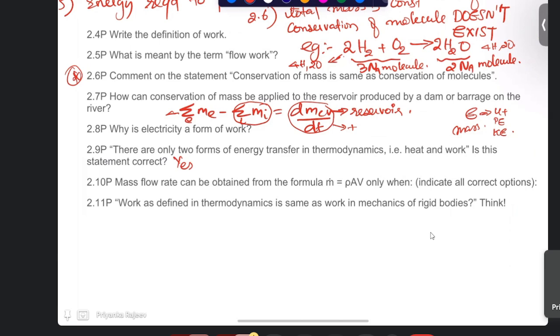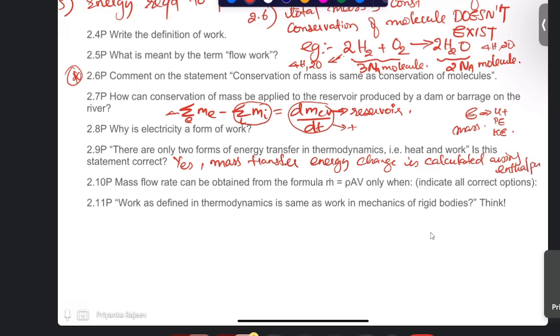Mass transfer energy change is calculated using enthalpy.